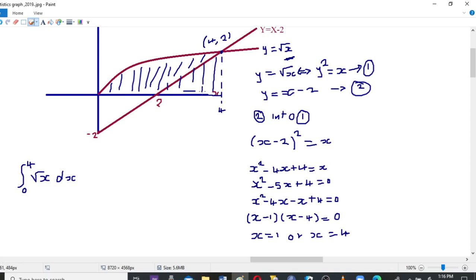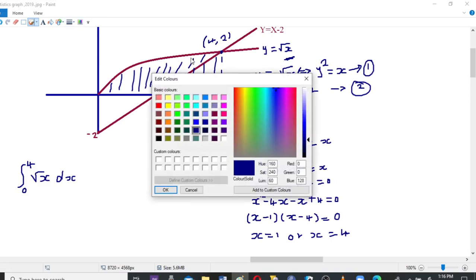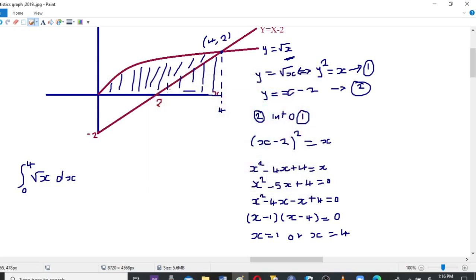So because of this integration, we are calculating the entire area under the curve from 0 to 4 on the x-axis, which involves the part of the area that we don't want. Hope you are able to see that part. Let me show you. There is this area, this triangle here. We don't want this area; it's not included in the area that we've been asked to calculate.